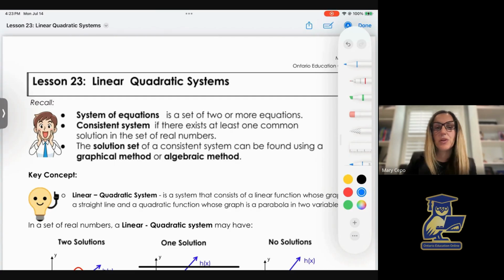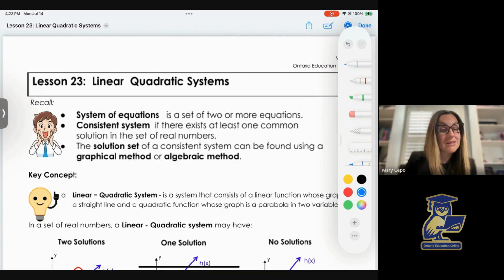In this lesson, we will learn how to solve systems of equations involving linear and quadratic functions, and we will analyze the solutions. Now, looking at solving linear quadratic systems, we want to recall what is a system of equations? Well, a system of equations is a set of two or more equations. So when we looked at linear systems, both equations were linear. Today's lesson, we're looking at a system of equations where one function is linear, the other is quadratic.